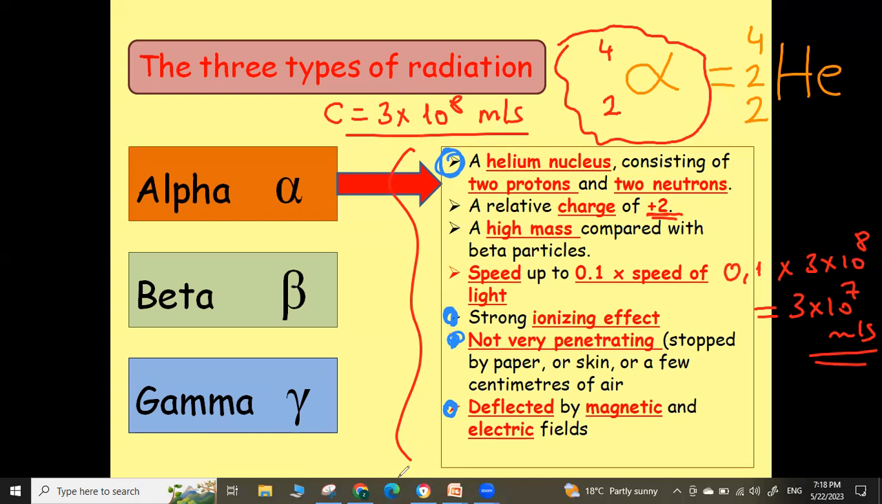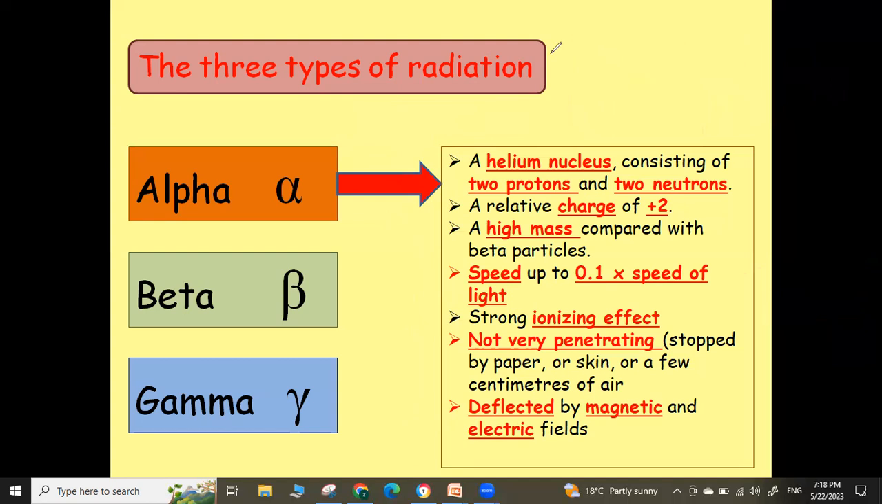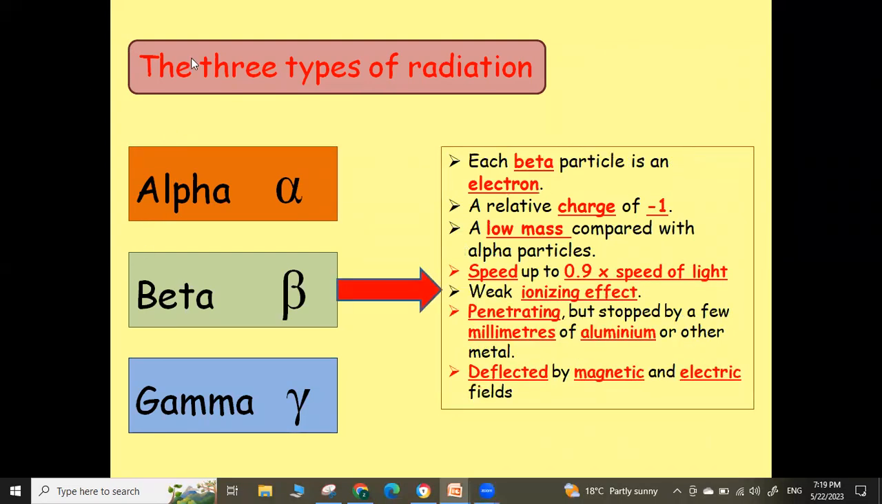Now let's move to the beta particles. Now we will see the properties of beta particles. Each beta particle is an electron. So we can basically say that an electron is equal to a beta particle.